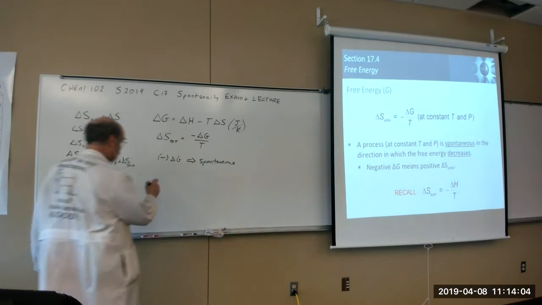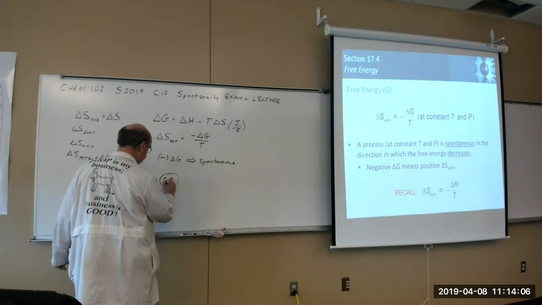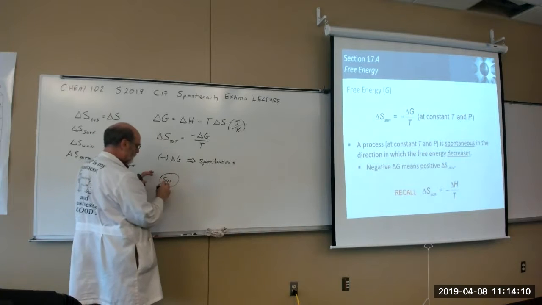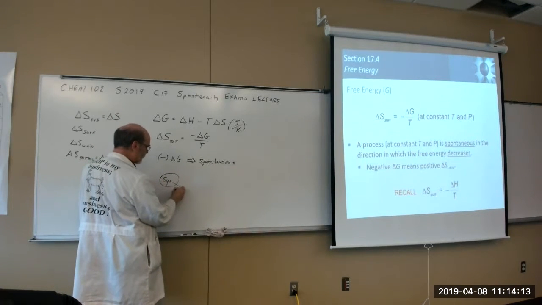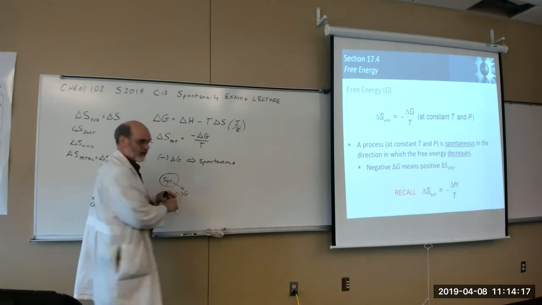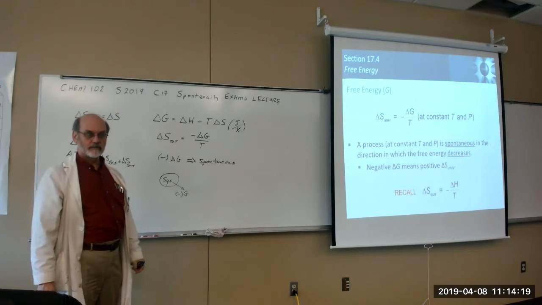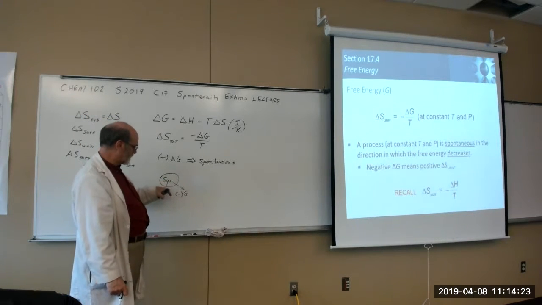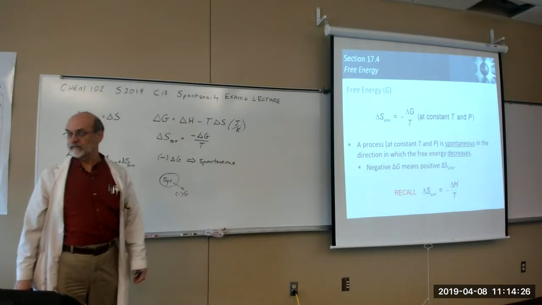And I like to think of it this way. If you have a system here, and we use the convention that we're extracting free energy from the system, and that's doing work for us, then the negative delta G extracted from the system means that it's spontaneous.